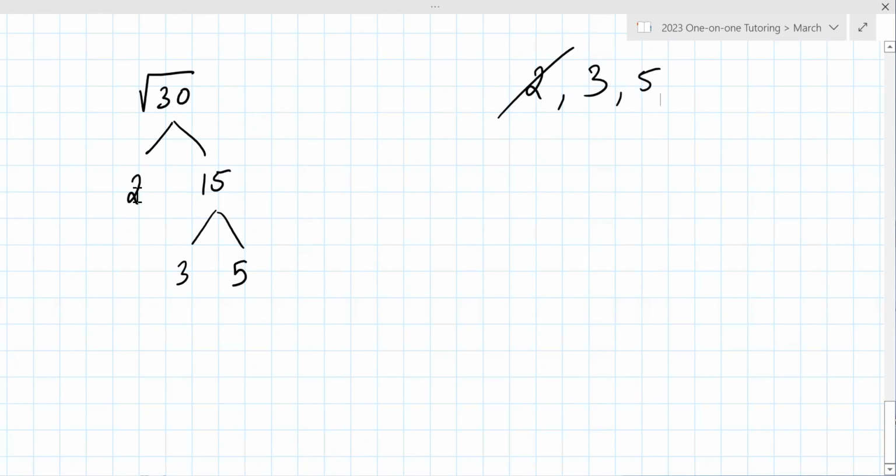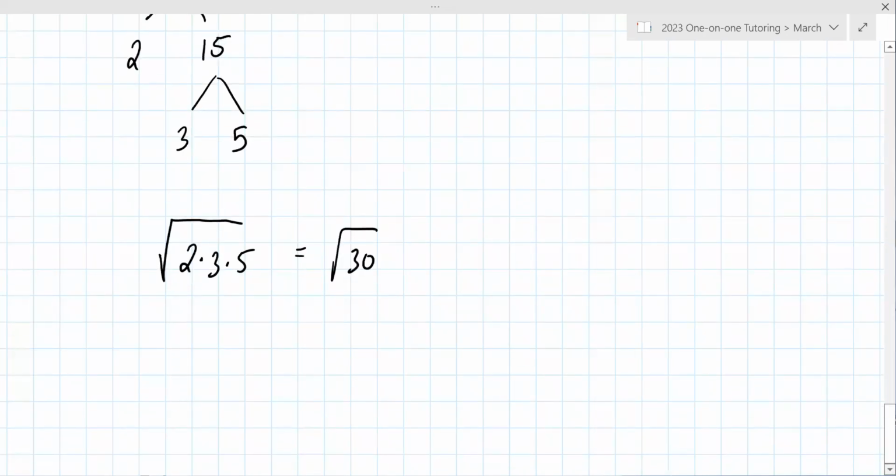Now, are there any pairs? No. It's like I got a blue sock, a green sock, and a red sock, and none of them match up. So there's nothing to do. So in this case, it all stays under the square root. You go back to 2 times 3 times 5, which is the square root of 30. So sometimes it just doesn't work.